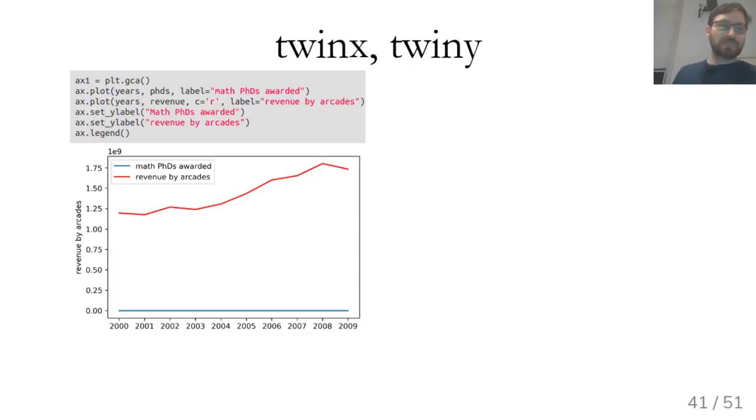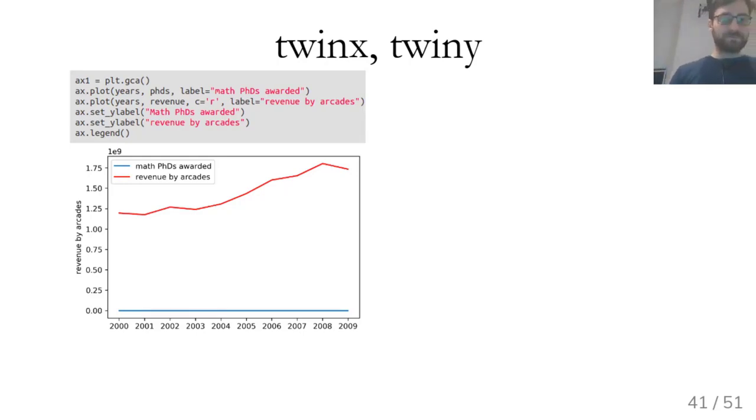And so, wait, can I do powers of 10? This is billion, right? It says something like, yeah, they made like $1 billion or something in 2000. And so that's obviously way, way higher than the number of math PhDs. So the math PhD line just looks like a flat zero.